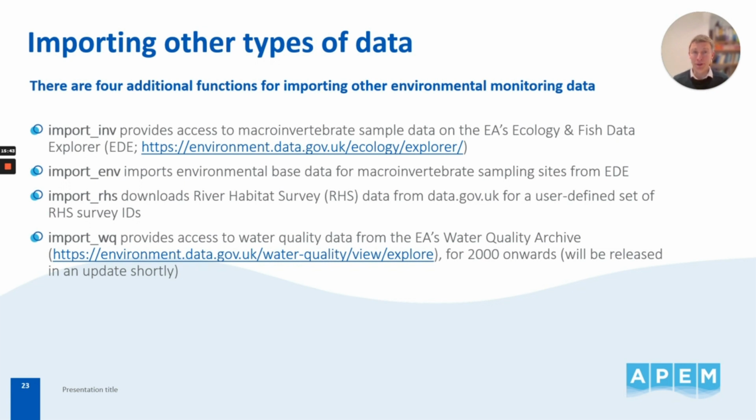And fourthly and finally, we have the import WQ function, which allows us to access open source water quality data from the Environment Agency's Water Quality Archive. Again, this is a very substantial database of spot sampling data that goes all the way back to the year 2000. Since we wrote these slides, that import WQ function has now just been released in March 2023, so that is now available within the HE toolkit. So let's look at each of those four functions in turn to see how we can configure those functions and what data it returns for us.